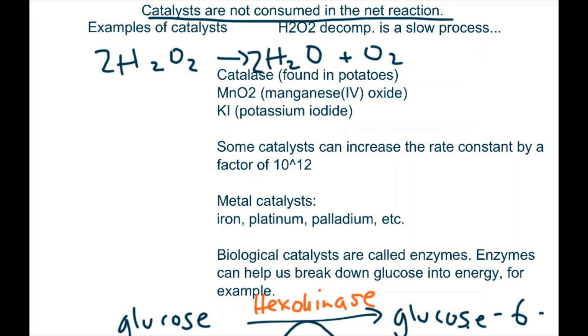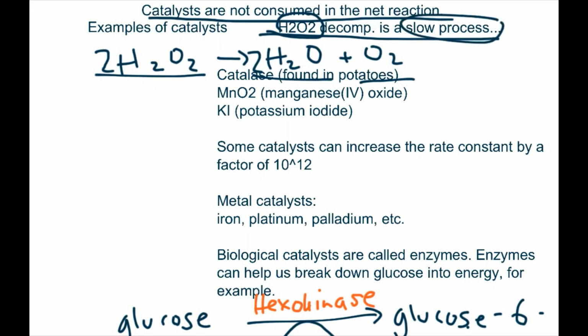Well, we can look at a reaction such as the decomposition of H2O2 or hydrogen peroxide into water and oxygen gas. And this process is pretty slow at room temperature. So how can we speed this up? Well, with catalysts, of course. So we have catalase, which is found in potatoes, and catalase can speed up the decomposition of H2O2. So if you put a potato in some hydrogen peroxide solution, you will see a lot of bubbles starting to form because it will speed up and catalyze the reaction.